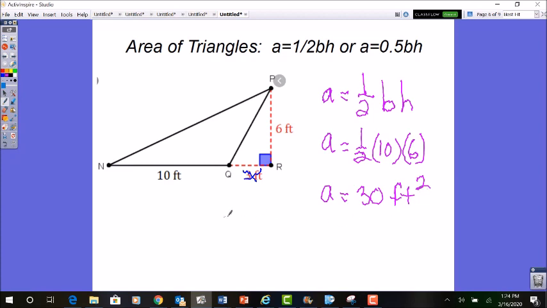I also apologize, my marker's looking a little bit shaky. I'm not sure why.